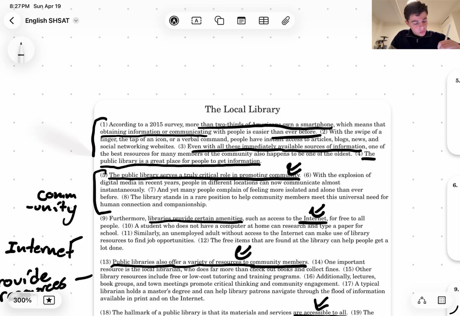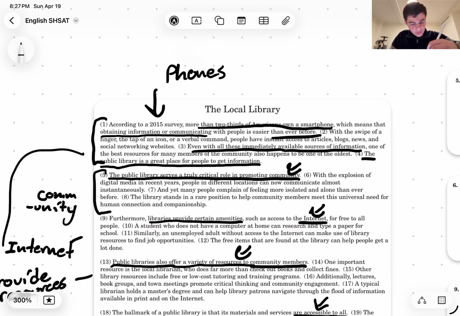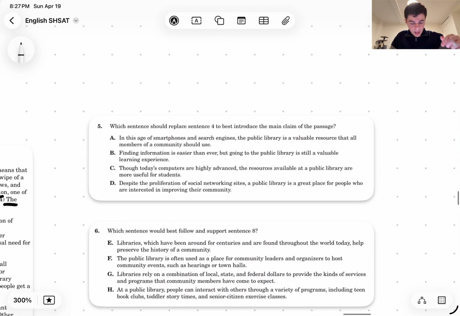So we're also looking at what was said before it says public library to understand where this passage is building from and how it's going to lead into the rest of this part. It's starting from phones, right? So this sentence number 4 has to be a bridge from phones to the rest of the passage. So A does actually seem like a decent answer. Let's keep going though.